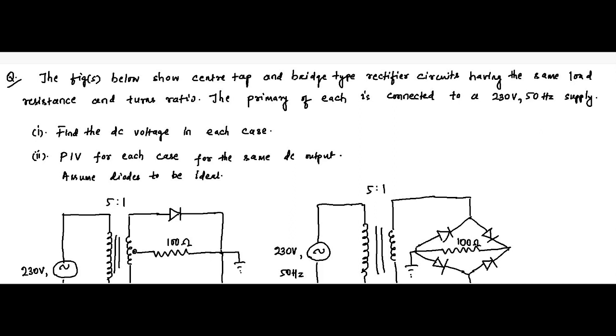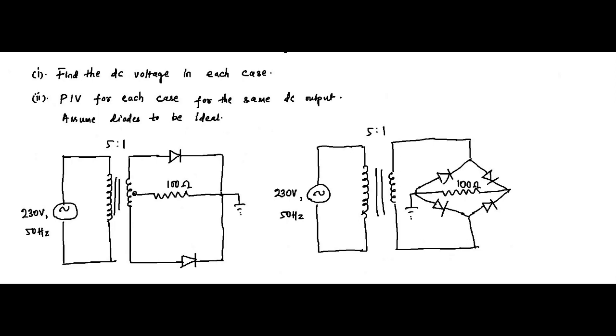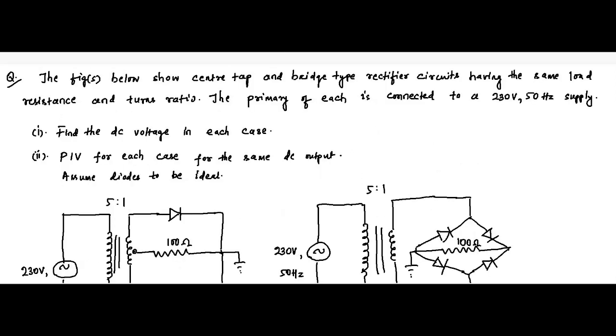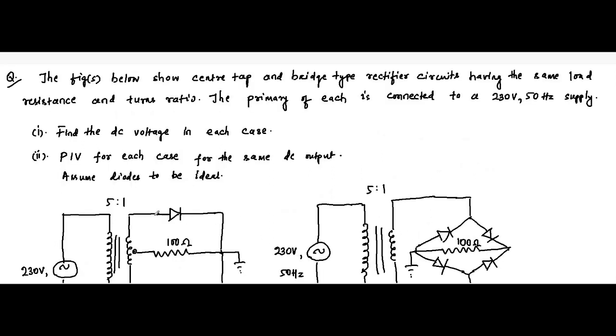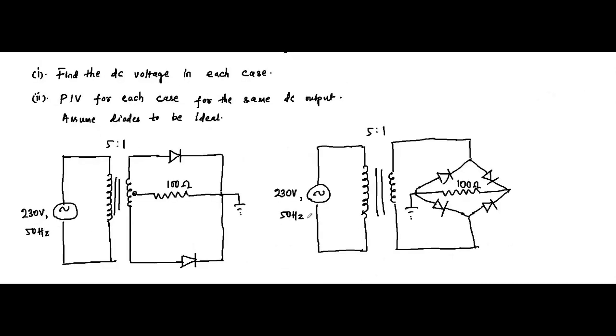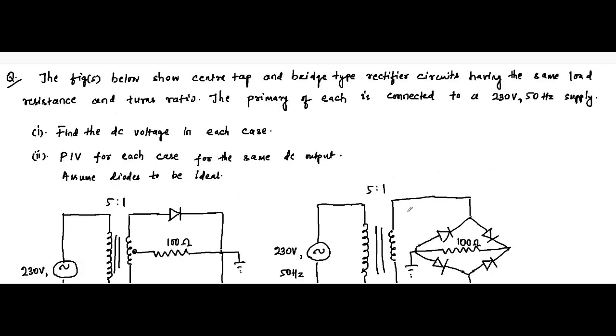So here is another question on full wave rectifier. The question is that here there are two circuit diagrams. One is for a center tap rectifier, this first one, and then we have the bridge rectifier. Both of them have the same supply voltage, same frequency, same turns ratio, same load resistance, everything, but this is center tap, this is bridge type full wave rectifier.